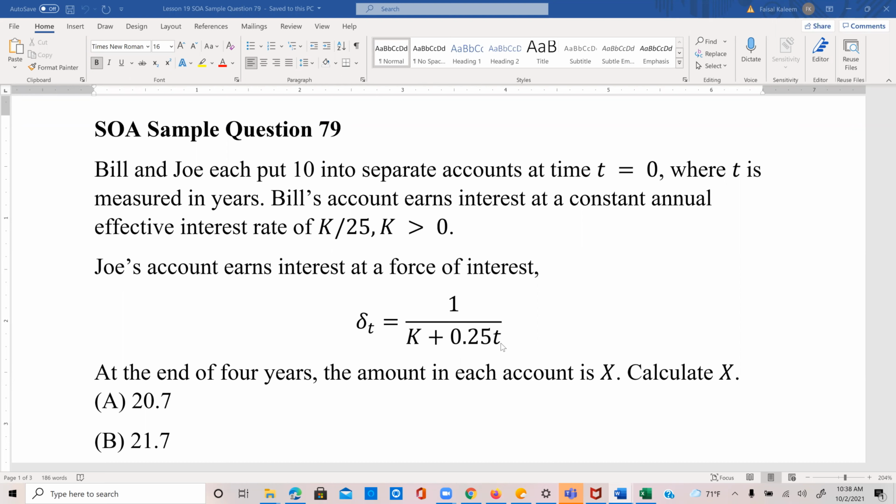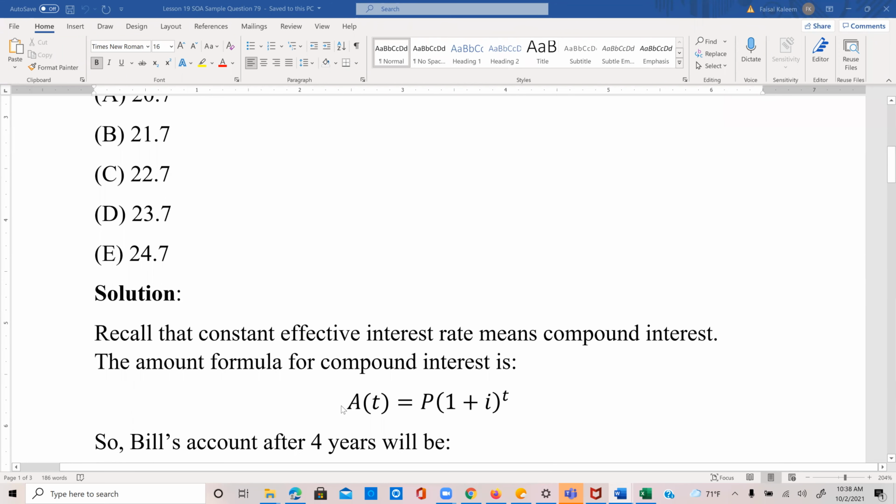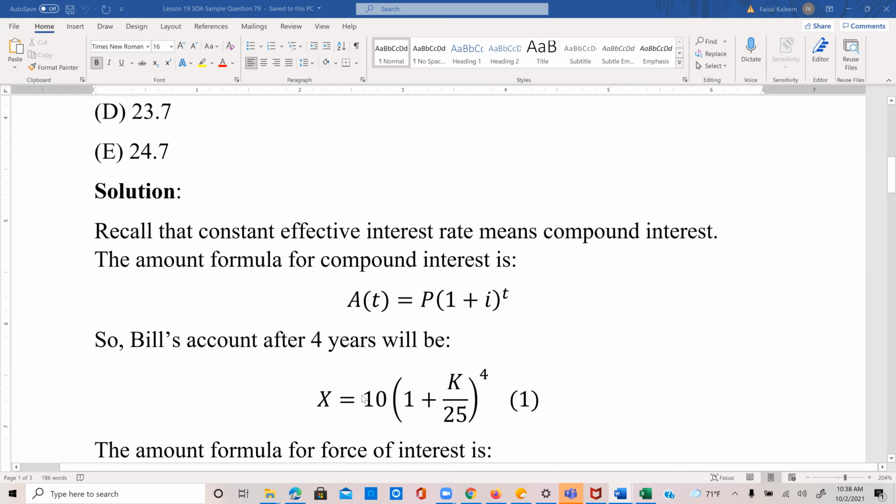Calculate X. So let's first focus on Bill. Constant annual effective rate means it's compound interest. And the formula we know for compound interest is A of t equals P, 1 plus I to the power t. In this case, t is in years. So they're saying that the amount at the end of 4 years is X for each of them.